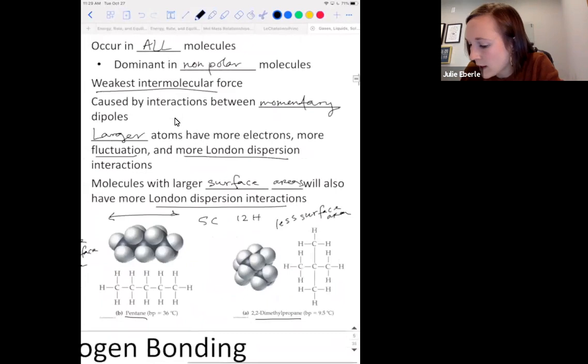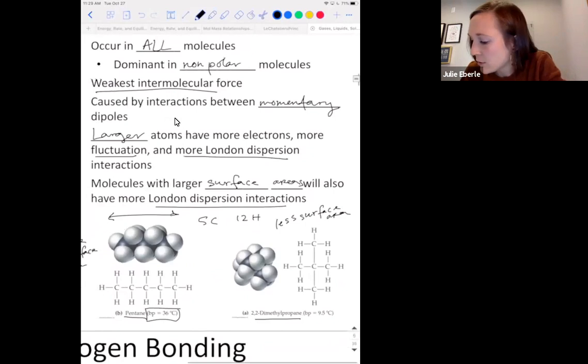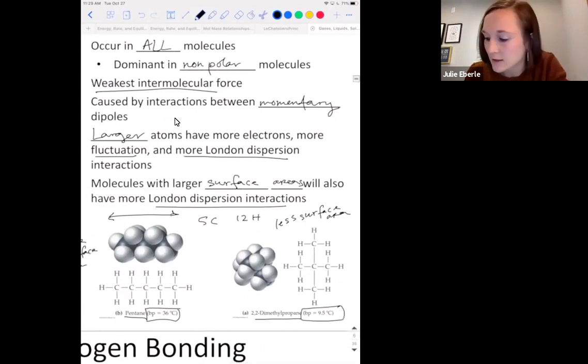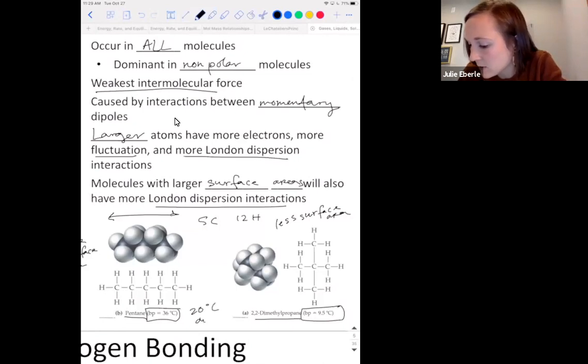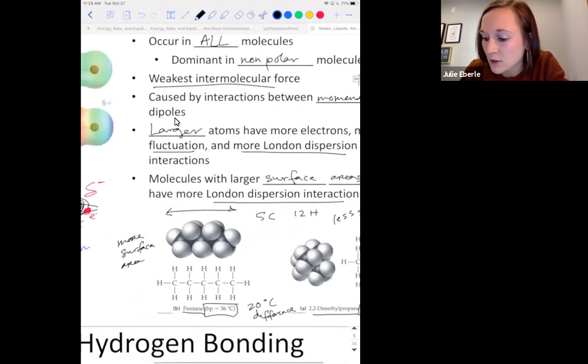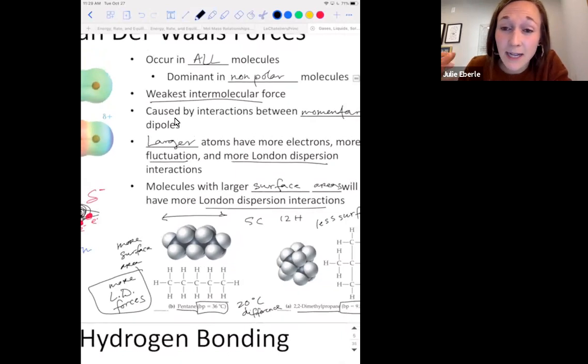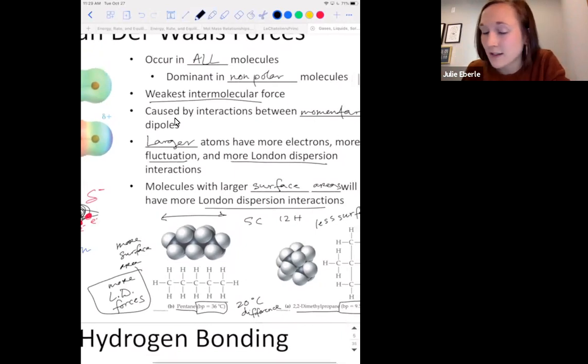Now look at their boiling points. Pentane boils at 36 degrees Celsius. 2,2-dimethylpropane boils at 9.5 degrees Celsius. So that's almost a 20 degrees Celsius difference. Why is there a difference here if they have the exact same kind of atoms involved in the same number? Well, obviously, if it's got more surface area, this one has more London dispersion forces or interactions. And that is what makes it so we've got to input more heat or more energy to boil that substance. So it has a higher boiling point.